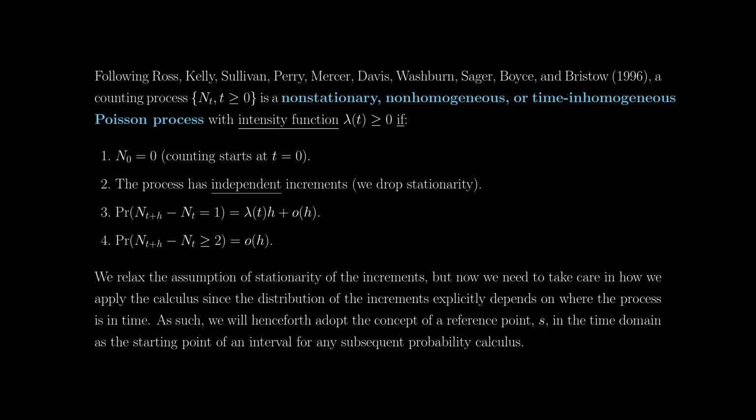2, the process has independent increments. Now they need not be stationary. Okay, so we drop the assumption of stationarity that we had before. 3, the probability of observing exactly one event over a small interval of time, length h, is lambda(t) times h. Okay, so note previously we had lambda, where lambda was a constant, now it's a function lambda(t). So lambda(t) times h plus terms which are little o(h), and the meaning of little o(h) has not changed. 4, the probability of observing 2 or more events in an interval of length h is just going to be little o(h). Okay, so those give us the Poisson postulates for the time-inhomogeneous case of the Poisson process.